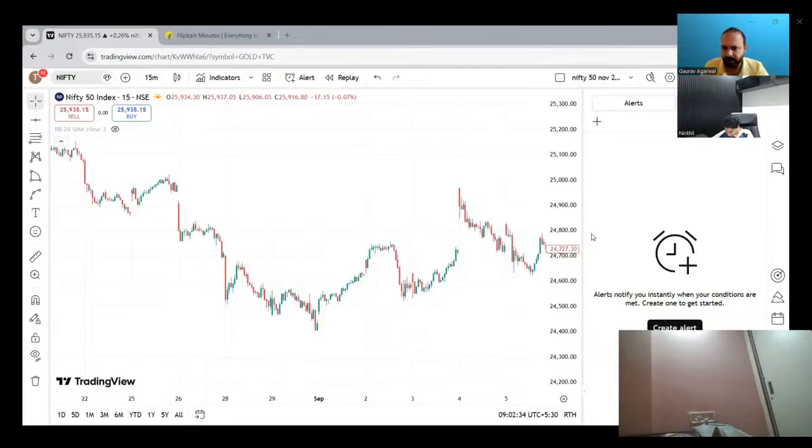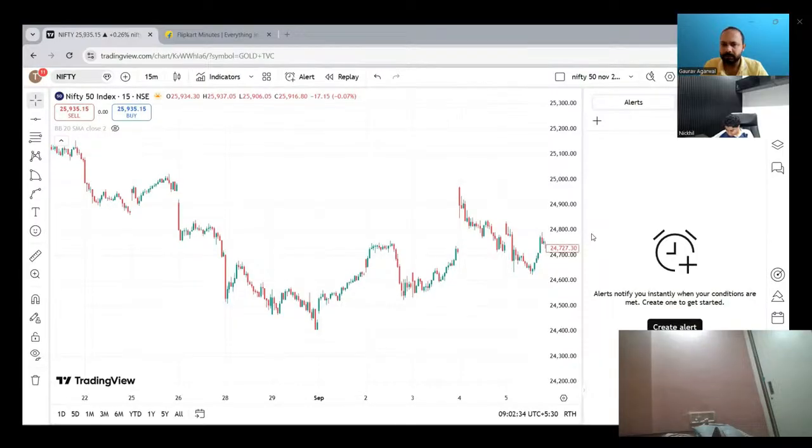See this one. See like this. See, cup, and this is handle, right? And there's a breakout here. It went up.